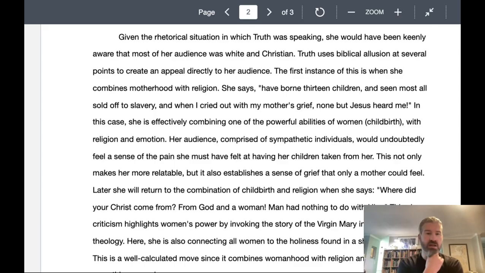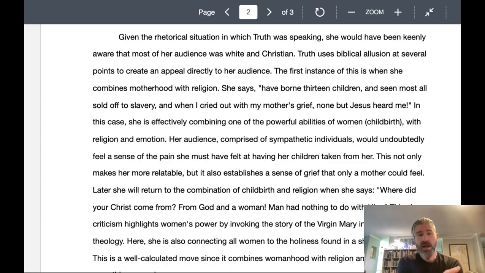So that one starts out: Given the rhetorical situation in which Truth was speaking, she would have been keenly aware that most of her audience was white and Christian. Truth uses biblical allusion at several points to create an appeal directly to her audience. That's sort of a two-sentence topic sentence, and that's okay. I'm actually okay with the way that this works. I do think it could be stronger.